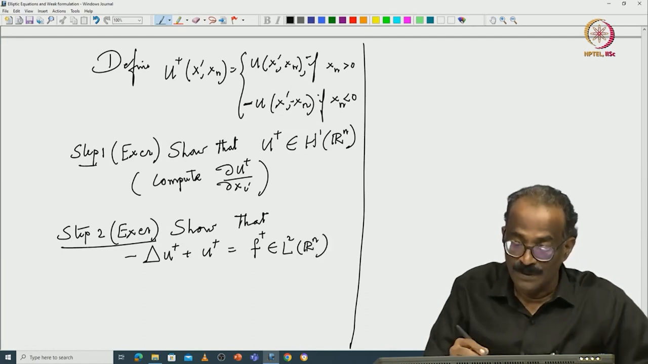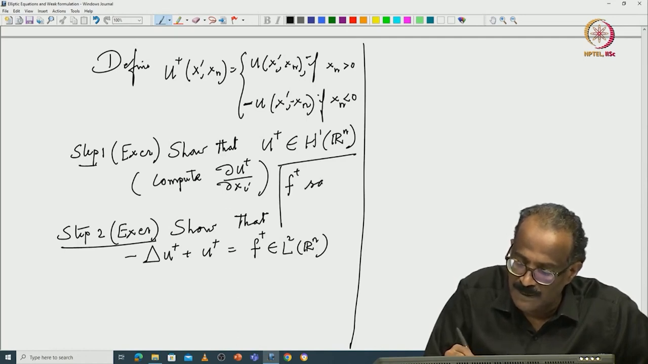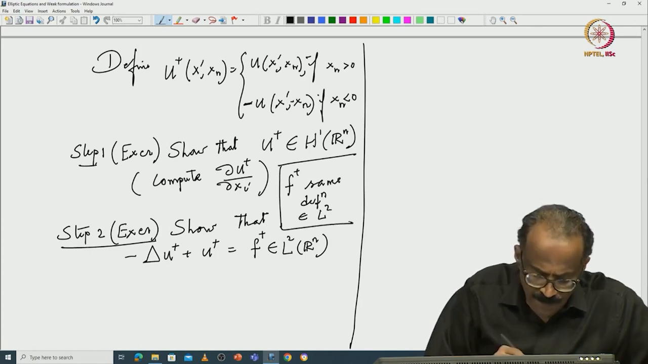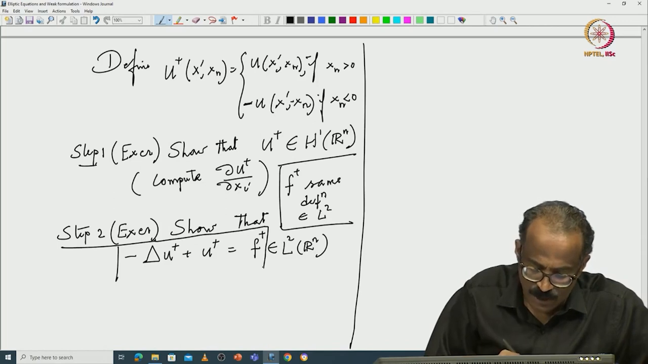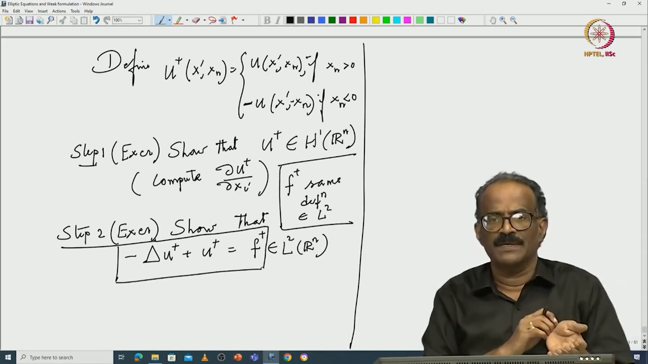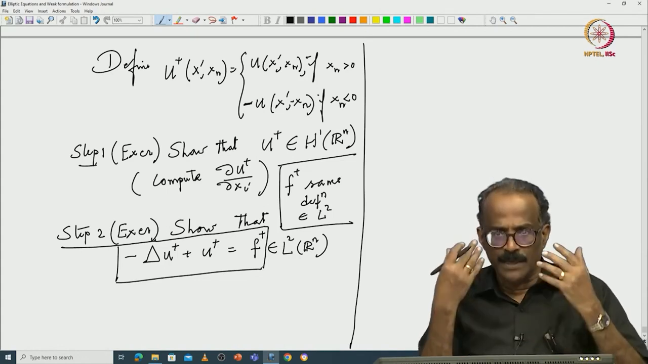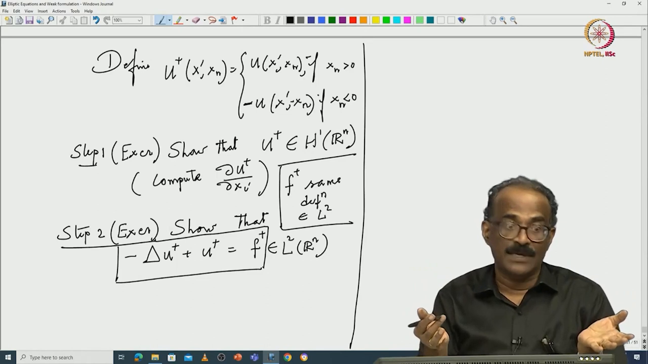In Rn now. So you can show that f plus has the same definition, and that is obviously in L2. So that's not a problem. The problem is you show that this satisfies in the sense of distribution. That's the point. So you show that minus Laplacian of u plus plus u plus equal to f plus in the sense of distribution, and f plus is in L2. Okay.